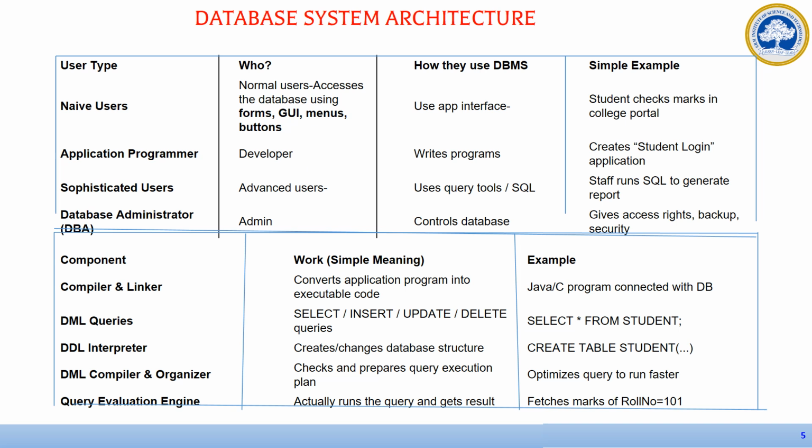The DDL interpreter creates or changes the database structure, like create table, table name. You can create a new database or change an existing one. The DML compiler and organizer checks and prepares the query execution plan, so we can optimize the queries to run faster. The query evaluation engine actually runs the query and gets the results, like fetching the marks from the student table we have already created.